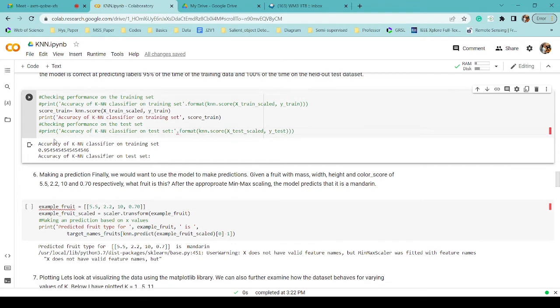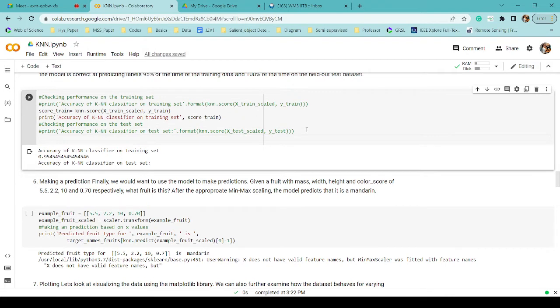Did you understand? It was just printing the testing and accuracy labels, it was not giving the actual value. So we needed the value, right? We need what has to be printed, not just this. So let's write score test. Score test is equal to KNN.score(X_test_scaled, y_test), right?